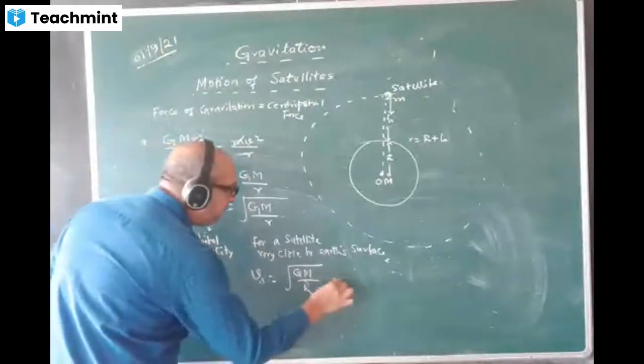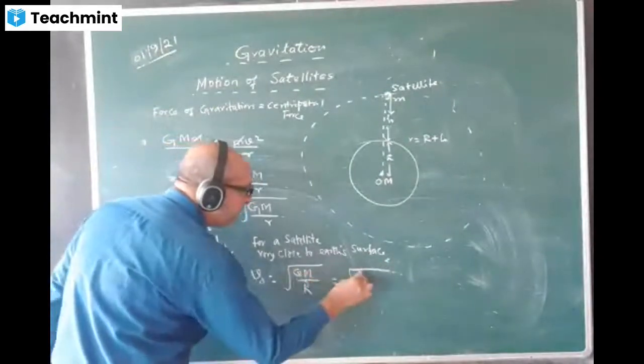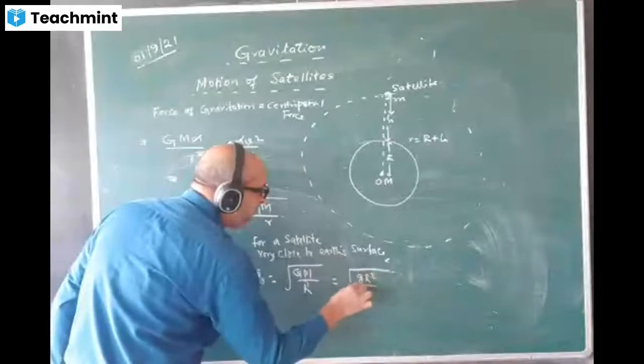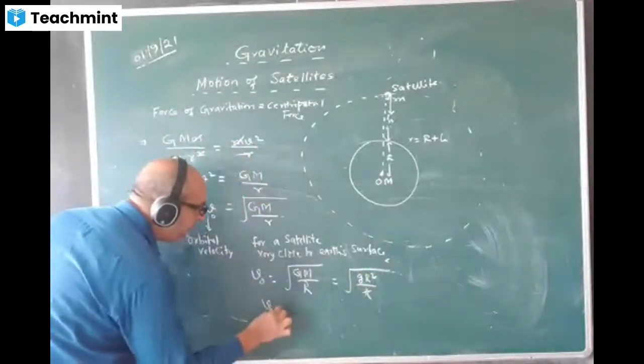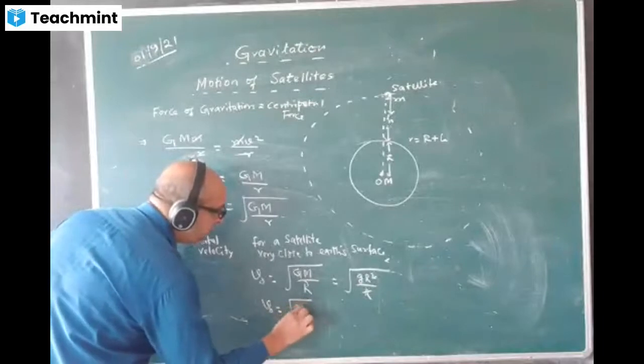Now we'll continue a little further. GM value is gR square, right? gR square divided by R. R cancelled. Therefore, vo value will become root of gR.